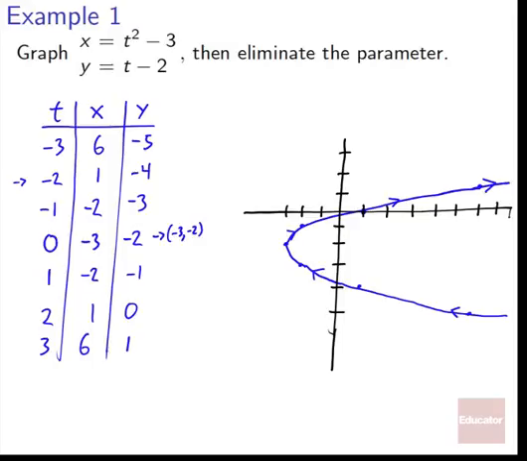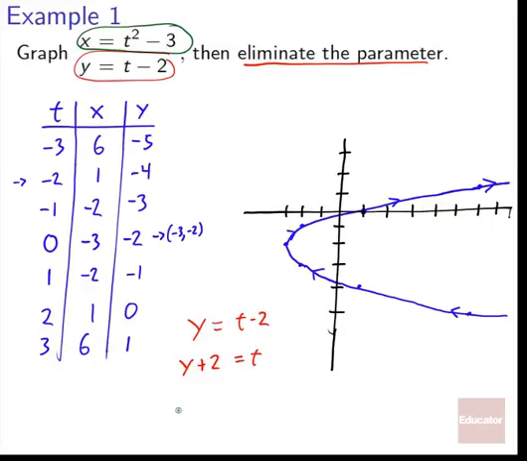All right, so now that we have the graph, let's see about eliminating that parameter. So we've got the graph part done. How can we eliminate that parameter? Well, notice we've got y equals t minus 2. So if y equals t minus 2, then we have y plus 2 equals t. Nice. So at this point, we can plug that in for x equals t squared minus 3. So we've got x equals y plus 2, what we're swapping out for our t, and then we just go back to what it had been, squared minus 3.